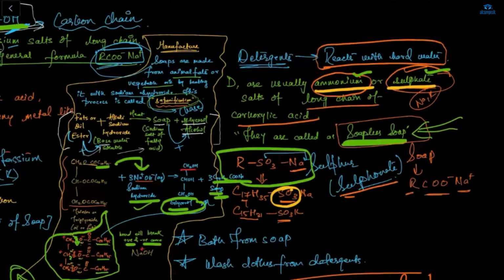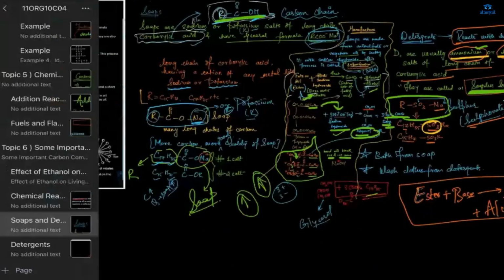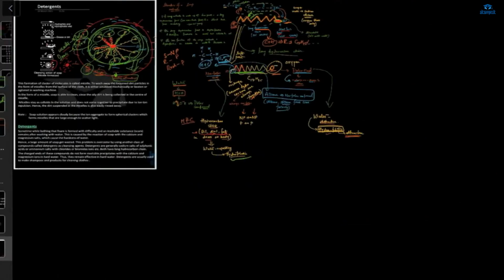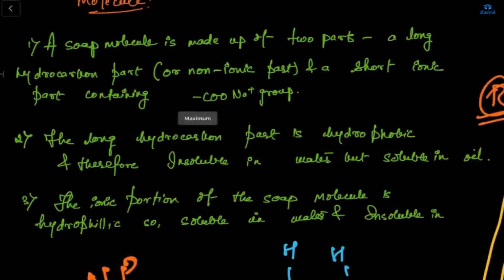And how do we manufacture this? Soaps are manufactured from animal fats or vegetable oil. We mix this with a base, and after heating, we get soap and also alcohol. Now we will see this. This is very important: the structure of a soap molecule. First we will go with the definition part.